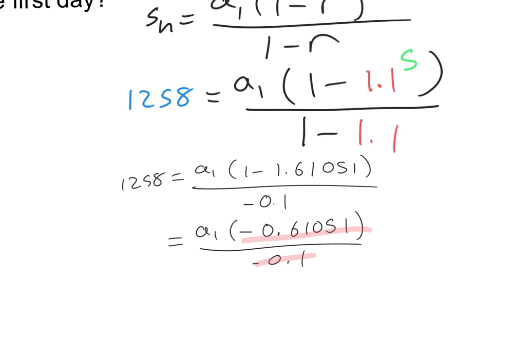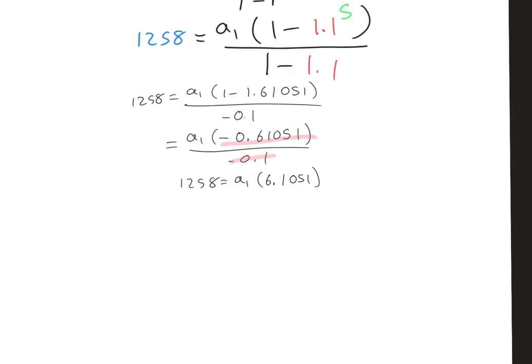And I will get that 1258 equals a sub 1 times 6.1051. All right, not so bad, because now all I have to do is divide both sides by this 6.1051. So 1258 divided by 6.1051, I get 206.0572308 equals a sub 1.